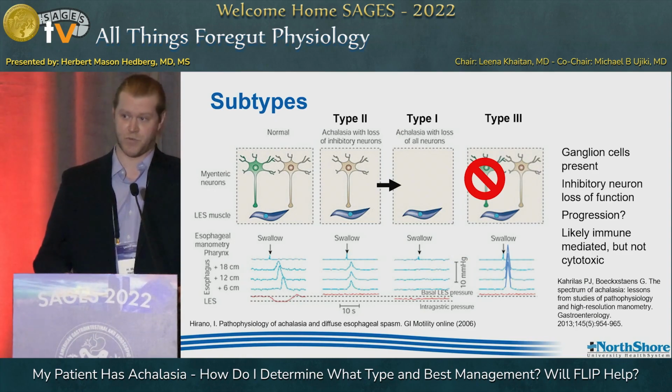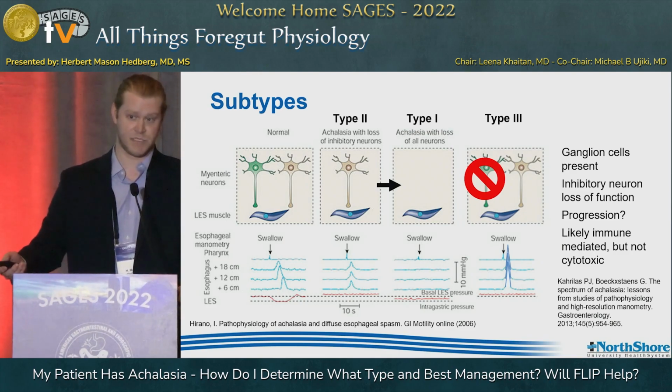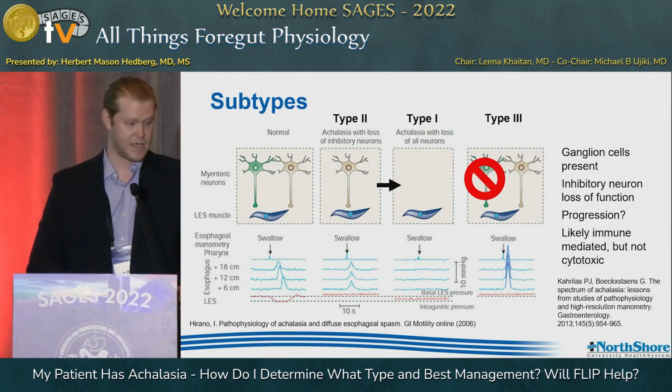And there are some case reports out there of patients with type 3 achalasia progressing to type 2. However, there are more reports of patients with spastic achalasia persisting for over 15 years. And patients treated with Heller myotomy maintain spasms for many years after their treatment. So it's more likely that type 3 achalasia actually represents a less cytotoxic degree of autoimmunity, and it's a kind of separate disease process from type 1 and type 2.